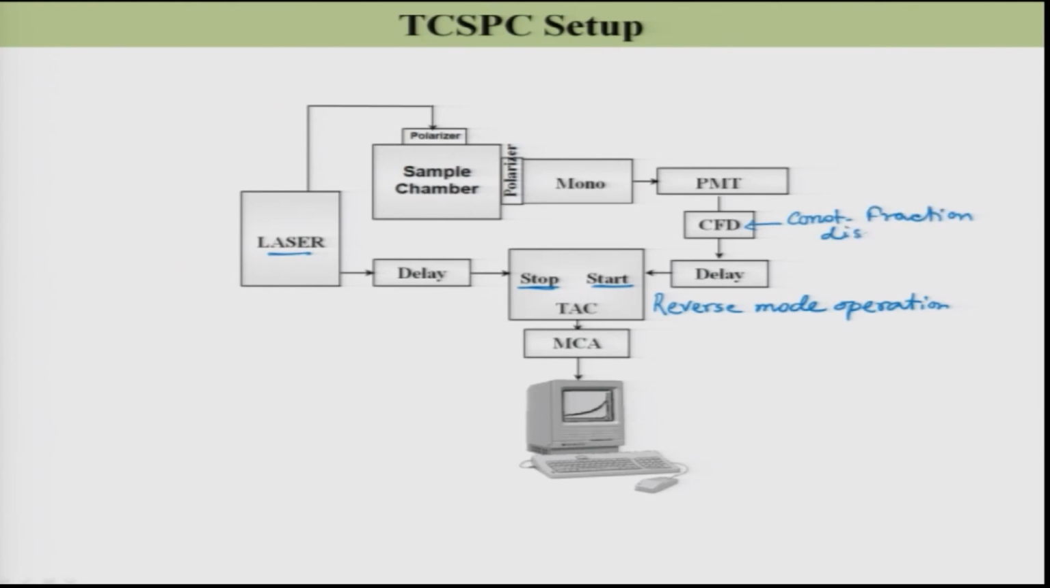Ultimately, the function of the constant fraction discriminator, you remember, is to reduce the time jitter that originates from the amplitude jitter of the photomultiplier tube. And then I also discussed this TAC, which is the time to amplitude converter.